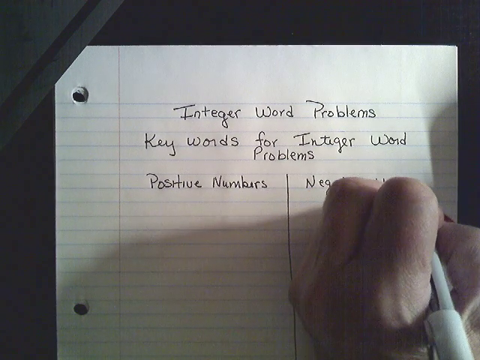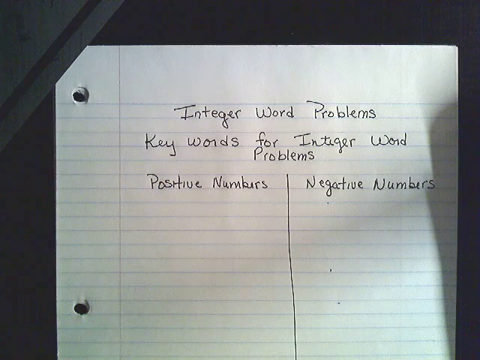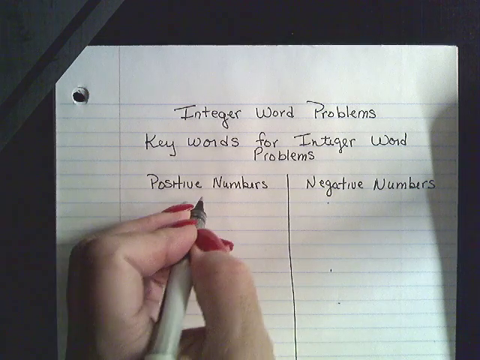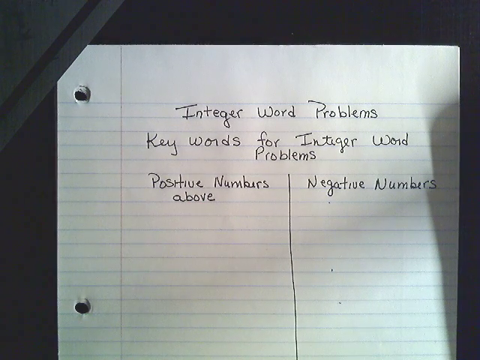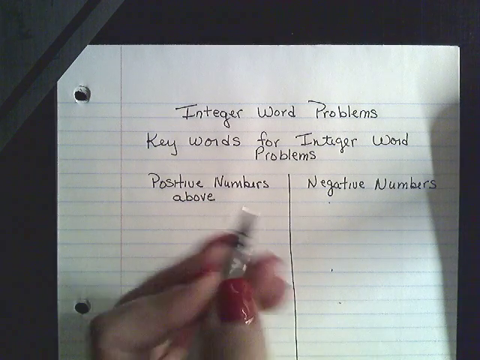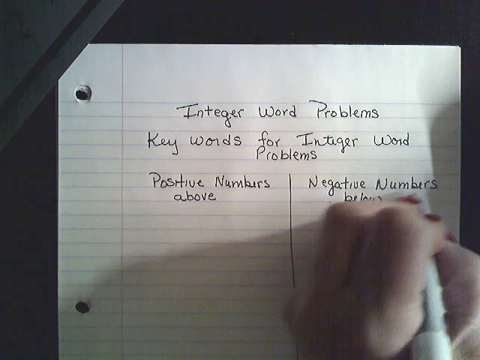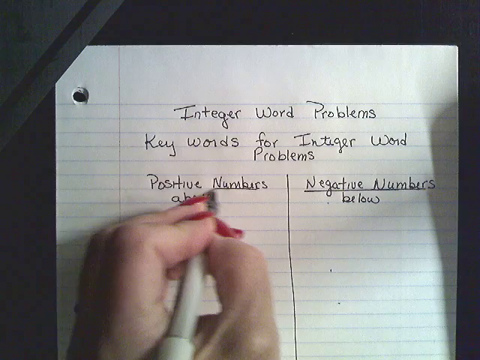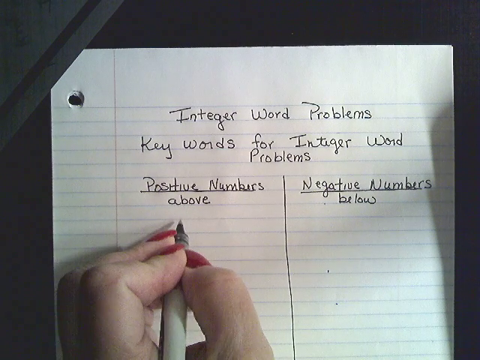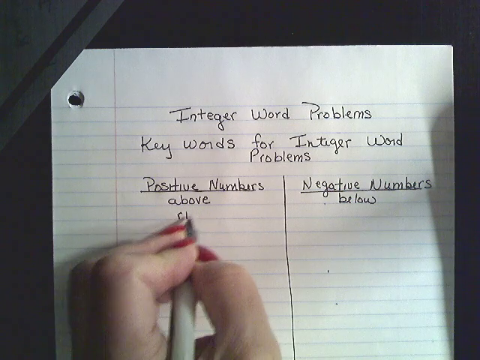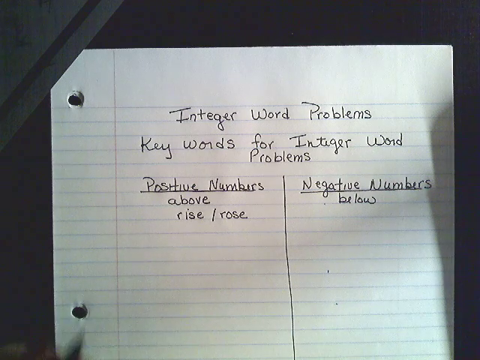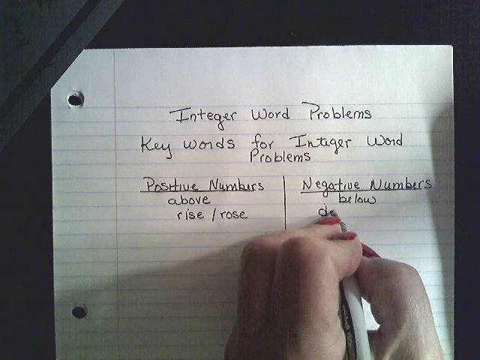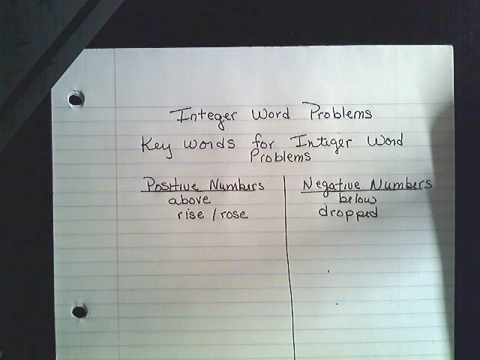So when you're reading your word problem, you can refer to it and look at the words that will be key to knowing how to set up your number sentence. All right, so for a positive number, we can look at the word above. So above sea level would be a positive integer. Below would be negative. Below would mean a negative number. To rise or to get up, so to rise, sometimes you'll see the past tense, rose. That means to get up, and it's positive. Dropped, that would be negative.